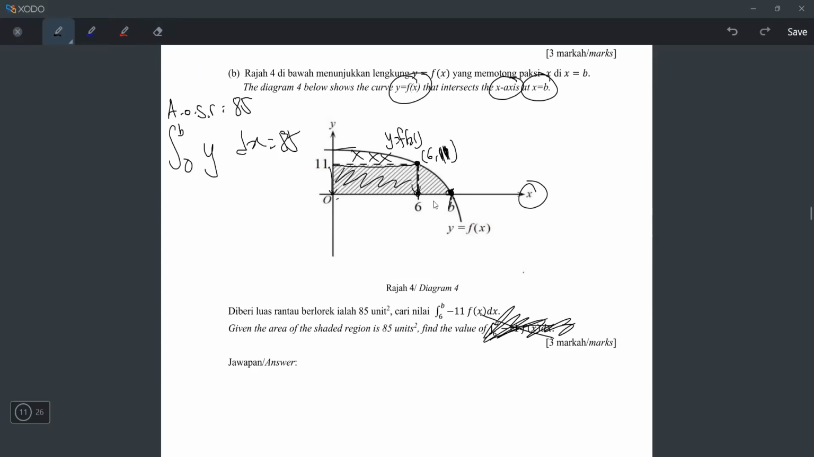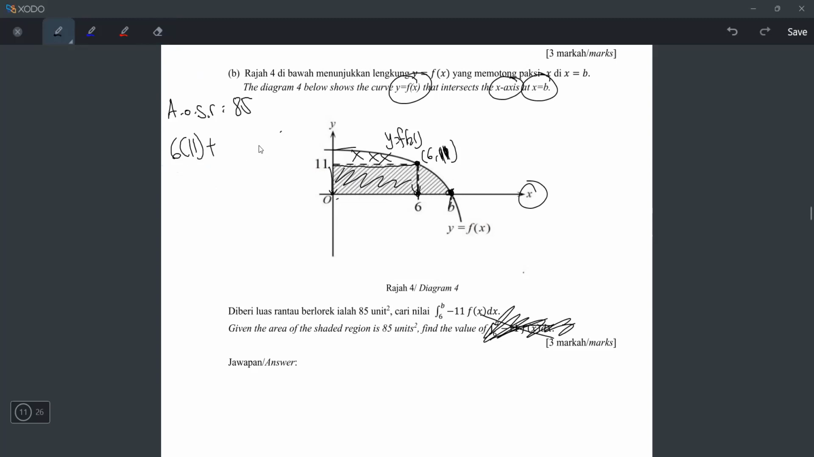0 to 6 is not the curve, it's a straight line like this. So you have to separate it. You cannot integrate 0 to b at once. You have to integrate 0 to 6 and then add 6 to b. Means you have to do it separately, because only 6 to b is the curve. 0 to 6 is not the curve, it's actually a straight line. So what you will write is, since this is a rectangle, why not you just do 6 times 11 like this?